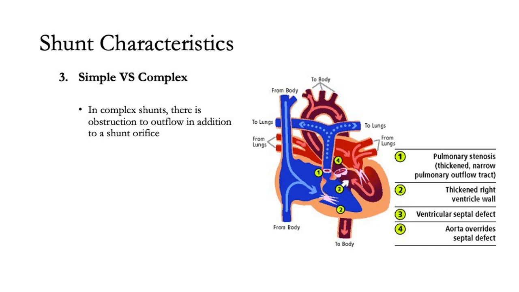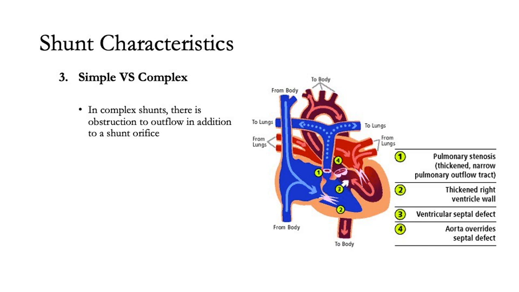In complex shunts, there is obstruction to outflow in addition to a shunt orifice. Obstruction may be at the valvular, subvalvular, or supravalvular level. Obstruction may be fixed, such as in stenosis, or variable, such as in dynamic infundibular obstruction. An example of complex shunt is tetralogy of Fallot, seen in this picture.